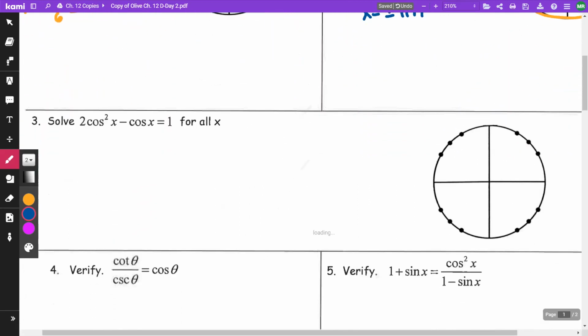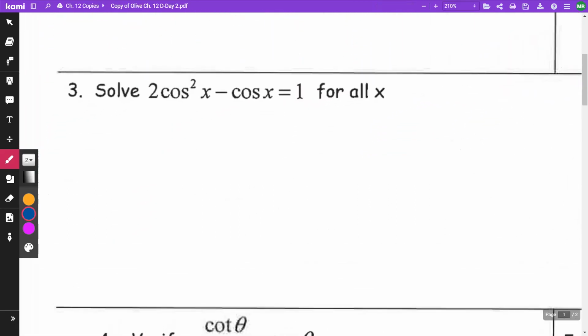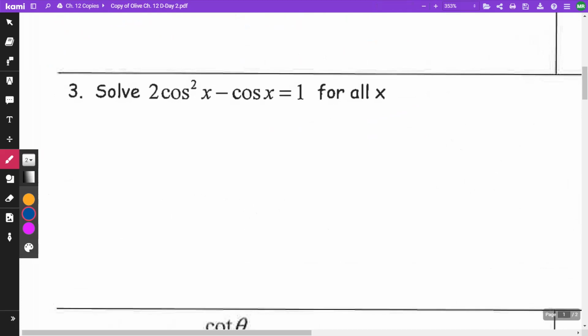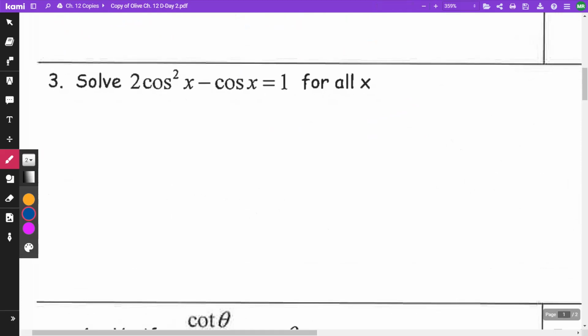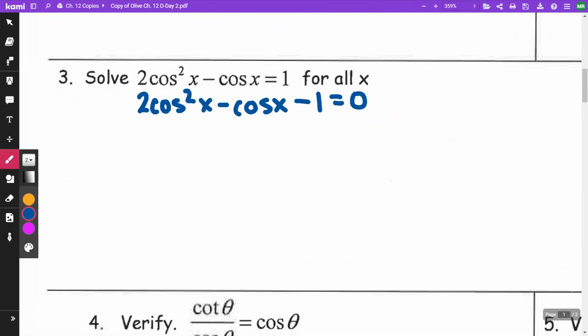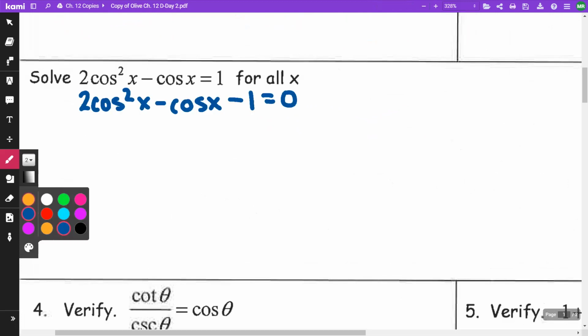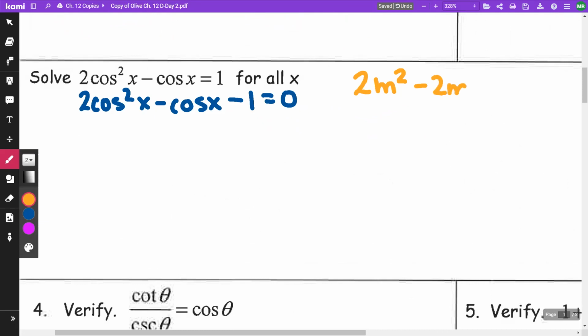On number 3, this is a situation where I have a cosine squared and a cosine. I am going to think of this as a quadratic, and I want to get everything on one side, 0 on the other. So I'm going to have 2 cosine squared x minus cosine x minus 1 equals 0. If you want, you can rewrite this, kind of thinking of it as the following. I'm just going to use a different variable just to not confuse anyone. So I can write this as 2m squared minus m minus 1 equals 0 and solve.